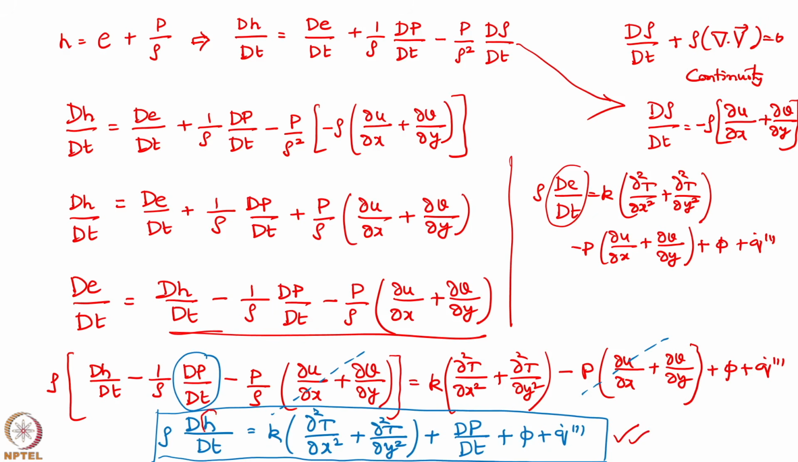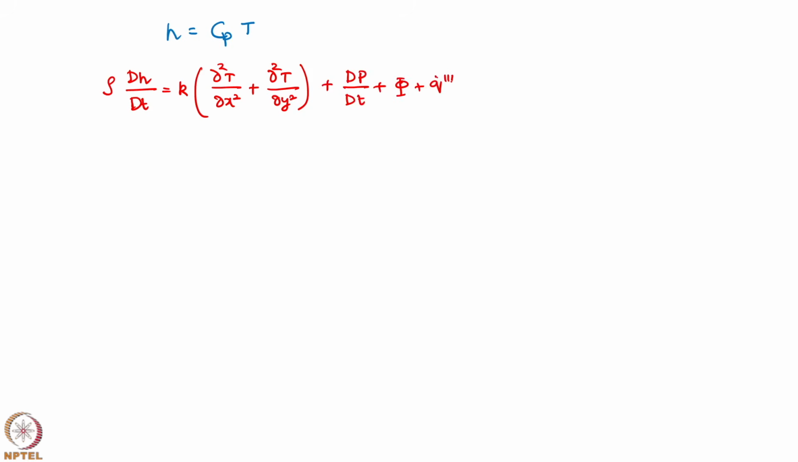Now we were just about to write H in the form of temperature. So to get that, I need to write H as equal to Cp into T. From thermodynamics we know that. So if I do that, H is equal to Cp into T, and my equation becomes rho dH by dt equal to K into ∂²T/∂x² plus ∂²T/∂y² plus dp by dt plus phi plus q dot triple prime.